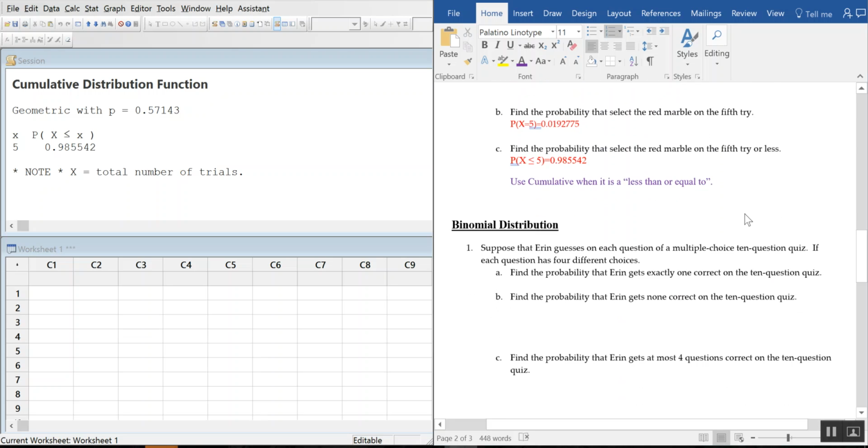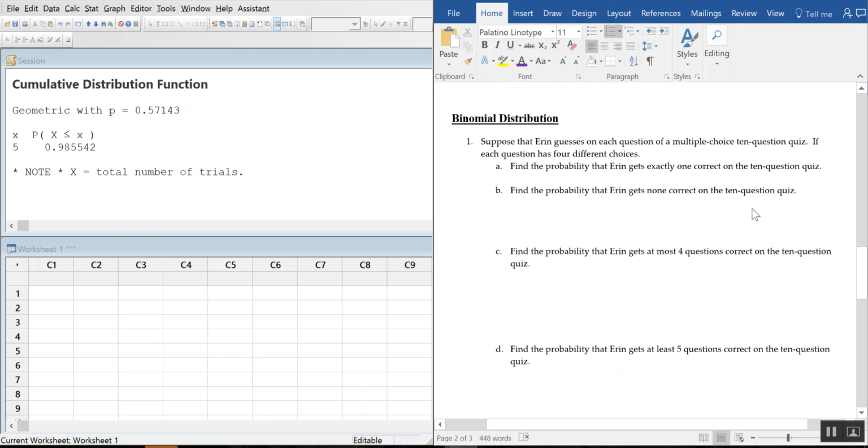So now we're going to play a game. We're going to go down and do a binomial. Suppose Erin guesses on each question of her multiple choice 10 question quiz. If each question has 4 choices, find the probability that Erin gets exactly 1 correct on the 10 question quiz. Okay, so we're counting the number she has correct out of 10.